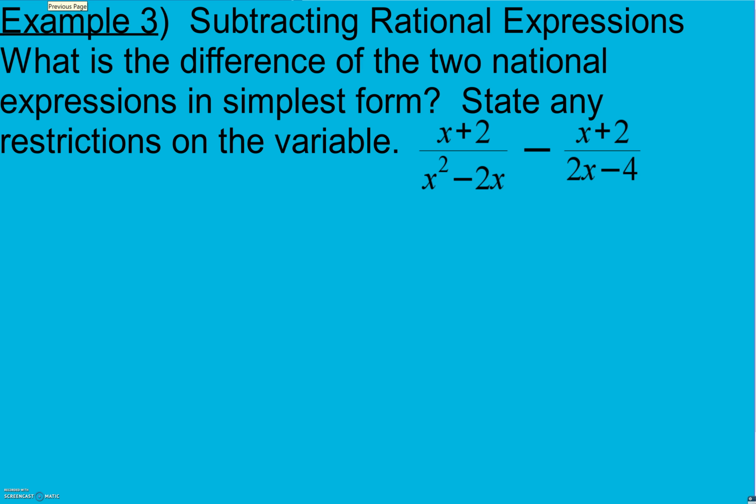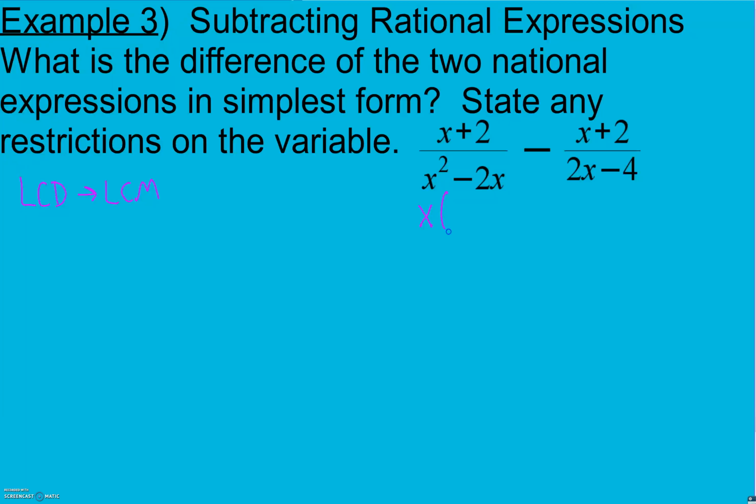Example 3 is subtracting rational expressions. What is the difference of the two rational expressions in simplest form? State any restrictions on the variable. Guys, this is very, very similar to what we did with addition. So, first step again is finding our least common denominator by finding our least common multiple. In order to do that, we need to factor.